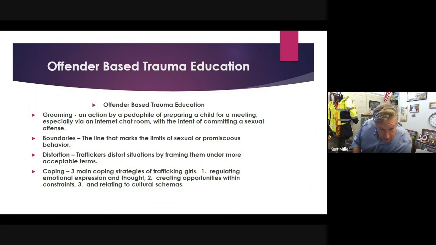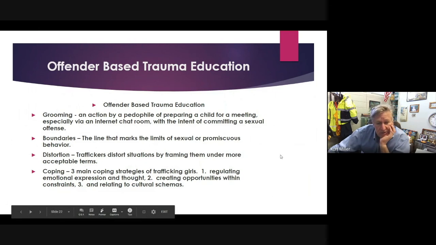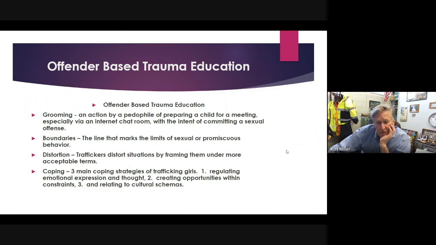And then coping, how do you cope with this stuff? They give trafficked girls strategies. You don't let your emotions come out. You repress those. Regulate emotional expression and thought. They train them how to do that. Creating opportunities within the constraints of what's going on, and relating it to cultural schemas. It's culturally accepted. It's culturally what people are doing nowadays, and so on. So they try to make them feel comfortable and that it's okay to do these things.